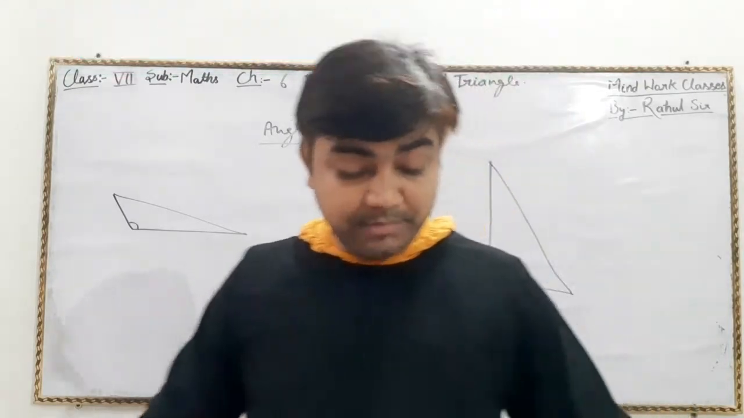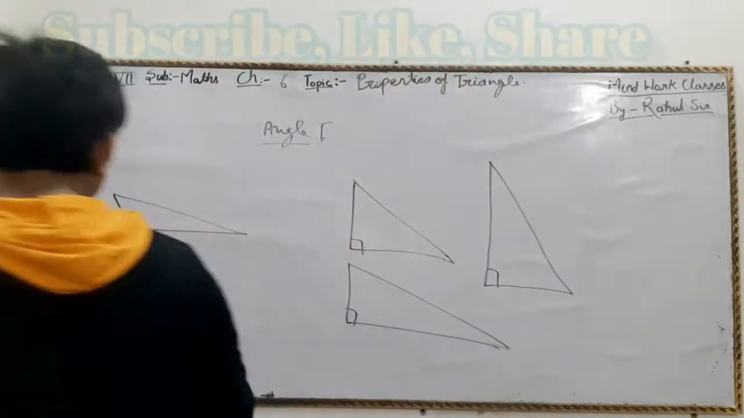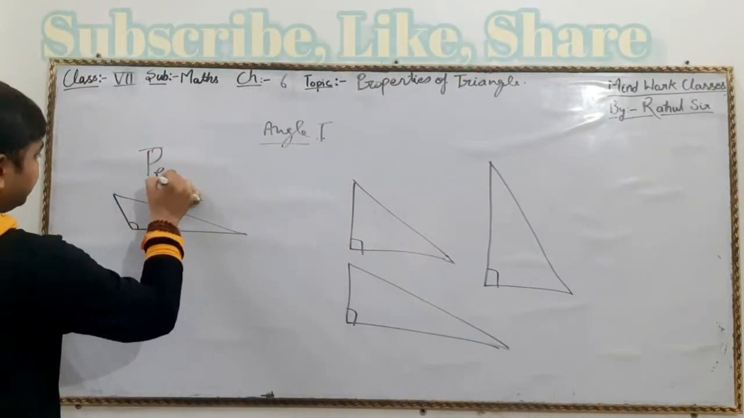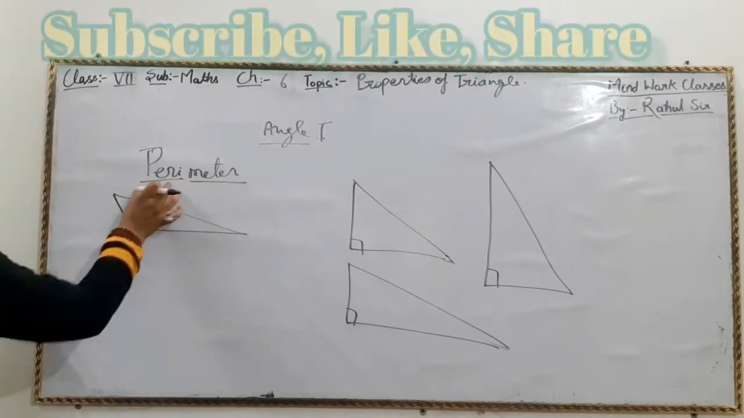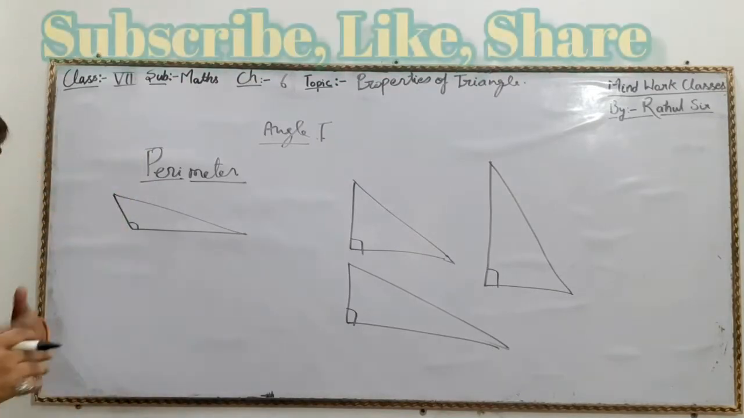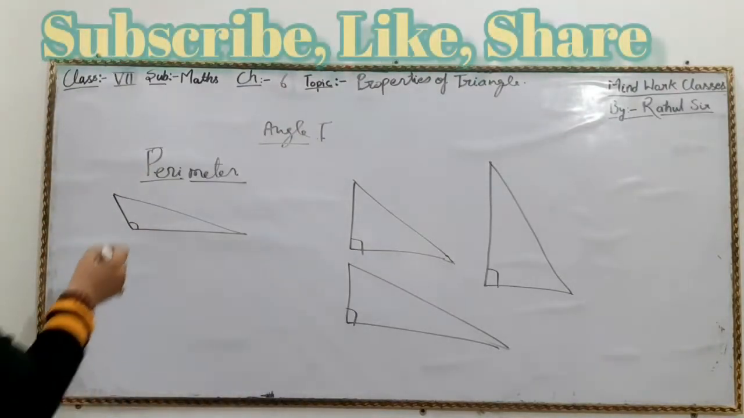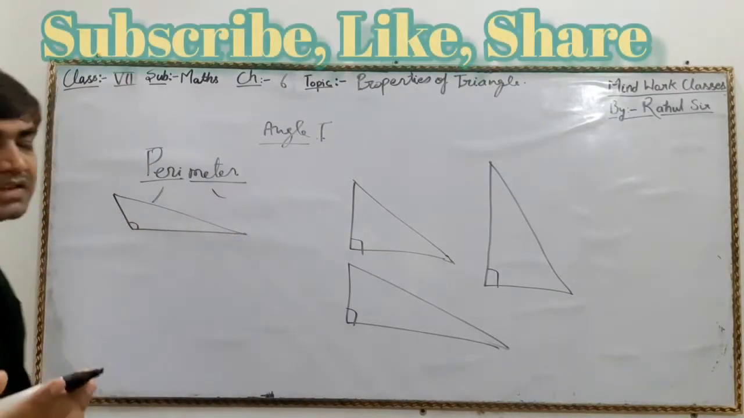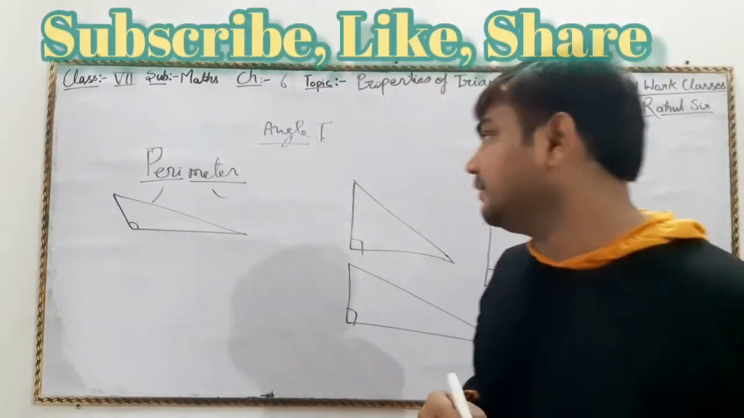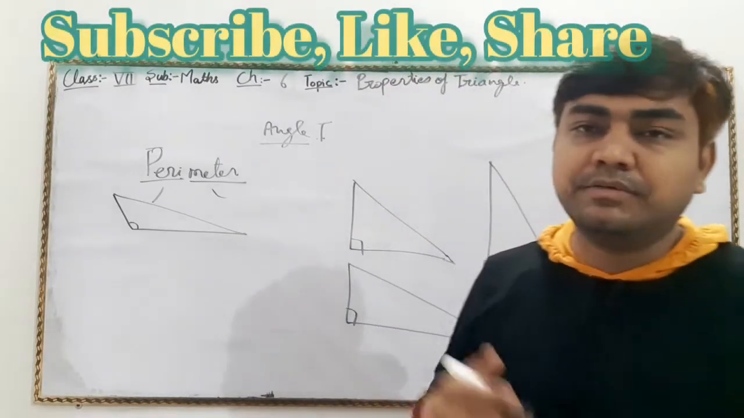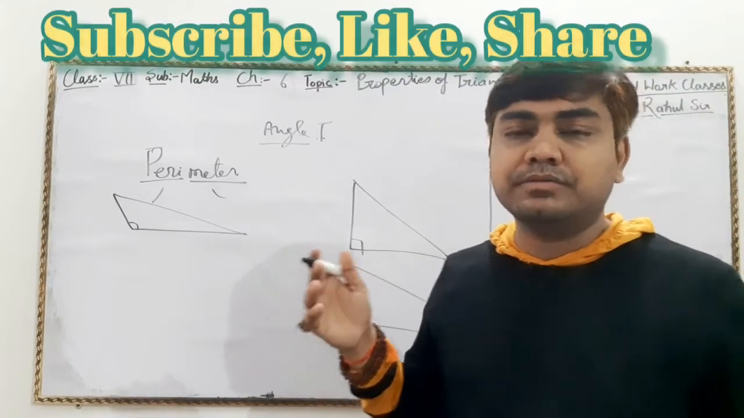Now let's talk about the perimeter of a triangle. This is a very simple thing. What is the perimeter of a triangle? I have already told you about perimeter. Listen, this is peri and meter. Peri means circumference, outer circumference, and meter means measurement. So perimeter means outer measurement. That means if you want to find the perimeter of any triangle, what do we do? We will add all the lengths of the sides.